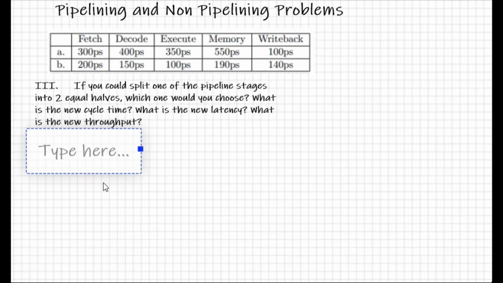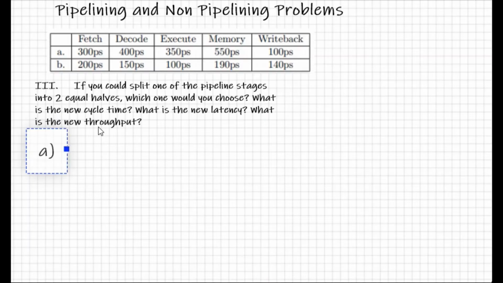So the third part is telling you, if you could split one of the pipeline stages into two equal halves, which one would you choose? Obviously we calculate the longest delay, so we will use the longest one. Here you can see 550, the memory one, 550 picosecond is the longest, so we will break it in two parts. Similarly, this 200 picosecond is the longest, so we will break it in two parts. Okay, so let's start doing section A for part 3.